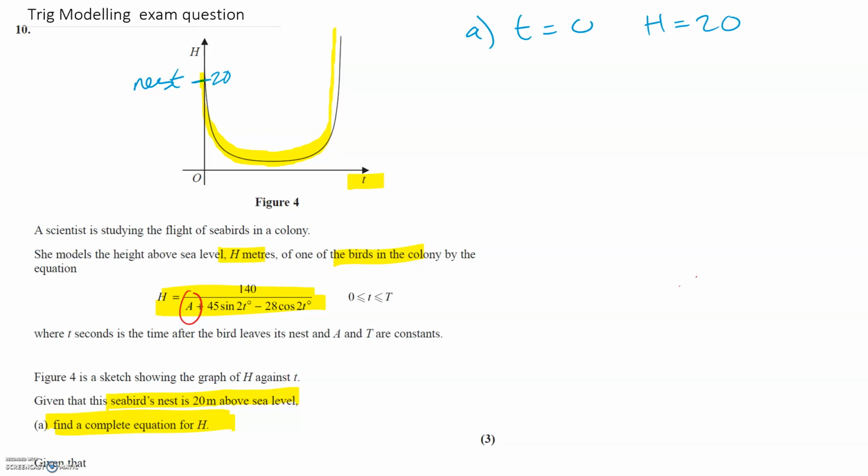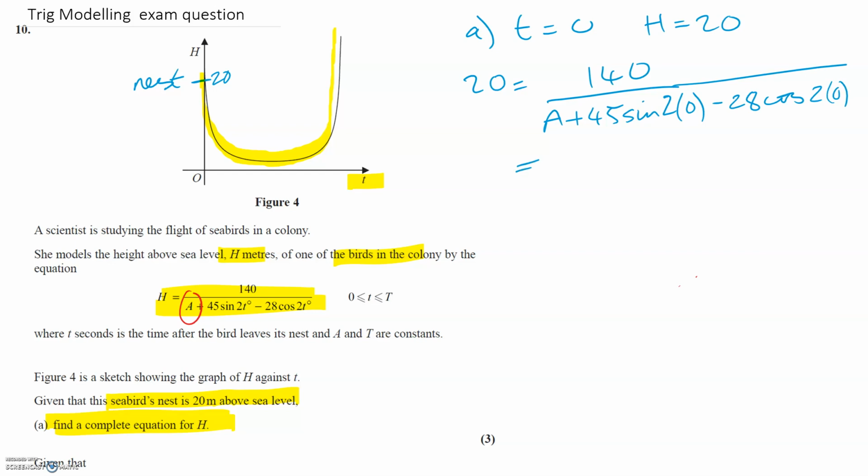So if we just substitute those values in, we've got 20 equals 140 over A plus 45 sine 0 minus 28 cos of 0. Our sine of 0 is going to be 0. Cos of 0 is going to be 1. So we're going to have 20 equals 140 over A minus 28. So solving that equation, A minus 28 equals 7. So A will equal 35.